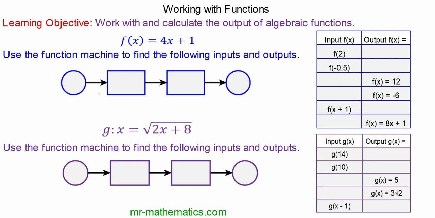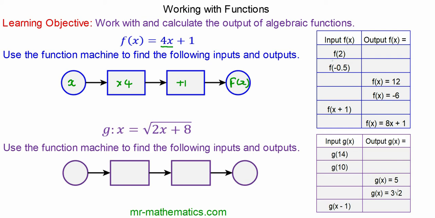In this lesson, we're going to work with and calculate the output of algebraic functions. We can use the function machine to find the inputs and the outputs. When x goes into our function machine, we multiply x by 4, and then we add 1, and the function of x will come out.